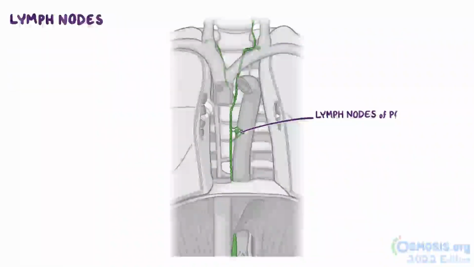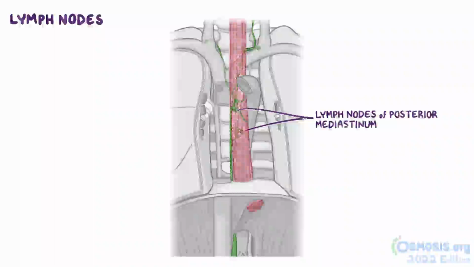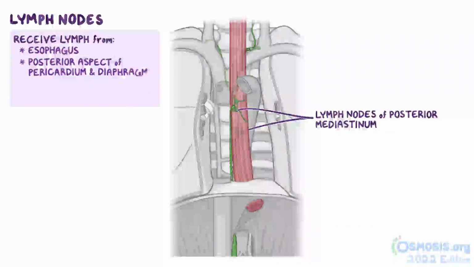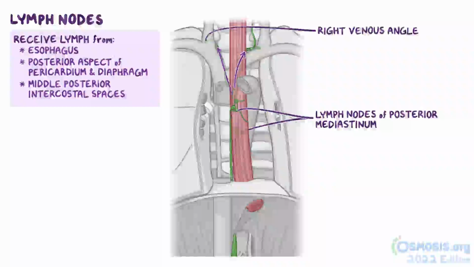Now, the lymph nodes of the posterior mediastinum lie posterior to the pericardium, close to the esophagus and thoracic aorta. Some nodes lie posterior to the inferior part of the esophagus, but most of them lie anterior and lateral to it. The posterior mediastinal lymph nodes receive lymph from the esophagus, the posterior aspect of the pericardium and diaphragm, and the middle posterior intercostal spaces. Lymph eventually collects into the thoracic duct from these nodes on their way to the left venous angle, or depending on location, lymph may also drain into the right lymphatic duct to drain into the right venous angle.